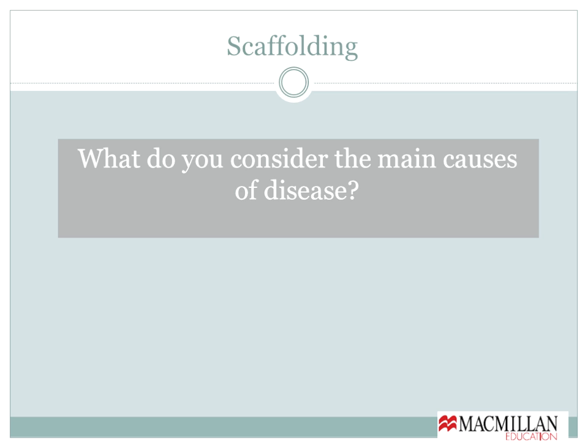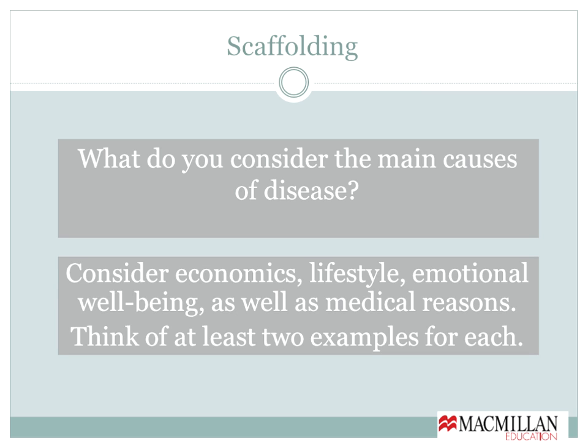And another tip with a discussion question. So here's something. What do you consider the main causes of disease? Again, students will probably say something like viruses or bacteria or something like that. Again, it's finished, teacher, all done. But if you give them, again, some guidelines, so consider economics, lifestyle, emotional well-being, as well as medical reasons, and think of at least 2 examples for each. Not only are you pushing them to think harder, but you're also supporting them because you're telling them the directions that they should think about. So sometimes we can take questions like this and really help to guide students a little bit more by just giving them some areas to think about, not expecting them to know those areas in the first place.